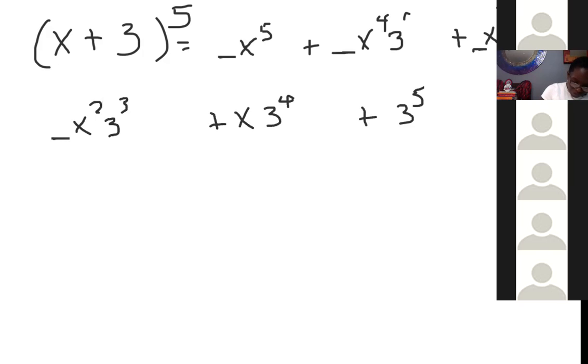Now remember, we have coefficients here. I forgot to put the line here, meaning we have a coefficient. Right here as well, we have a coefficient.